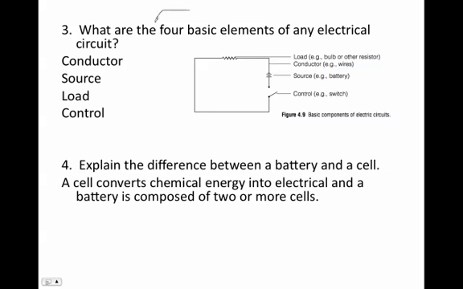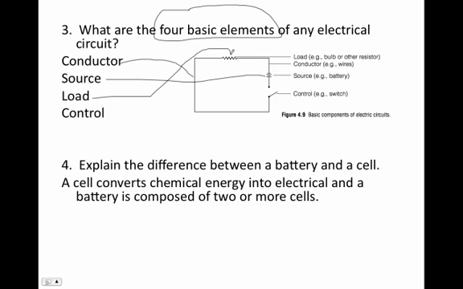What are the 4 basic elements of an electrical circuit? Well, we need a conductor, which is a wire, usually a metal. We need a source, which is a battery, or if it's just one, it's a cell. We need a load, a bulb or a resistor. And we need a control, which is the switch. So those are the basic components.